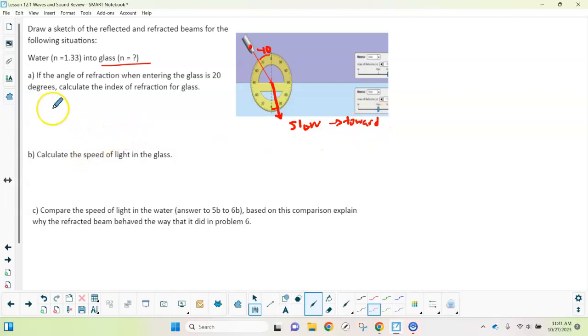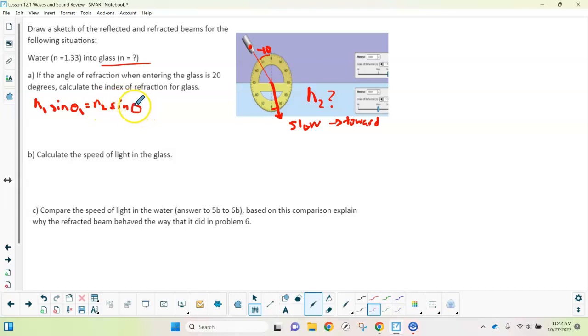So we're going to calculate the index, figure out what this n2 number is. We're going to figure out how fast the speed of light is in that material, so we're going to find the velocity in n2. And then we're going to compare the speed of light in water to the speed of light in this glass. And we'll see that it is definitely going slower in the glass, and when it goes slower, it bends towards the normal. For the index of refraction again, we're going to use the same equation, Snell's Law, n1 sine theta 1 equals n2 sine theta 2.